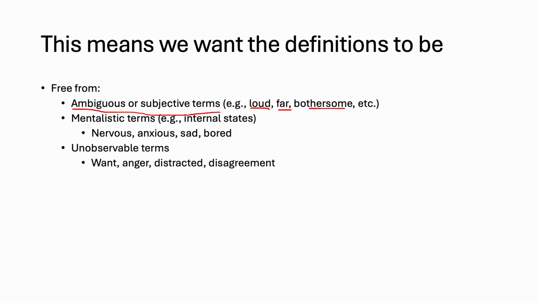Sally throws a tantrum because she's nervous. That's not an observable or a measurable way to define a behavior, and so we shouldn't be including that in our definition. And then finally, you want to avoid using unobservable terms in your target behavior definitions. Unobservable terms are terms like want, which refers to intent. We never refer to intent when we are defining our target behavior.